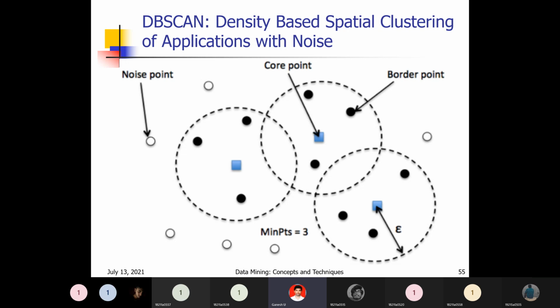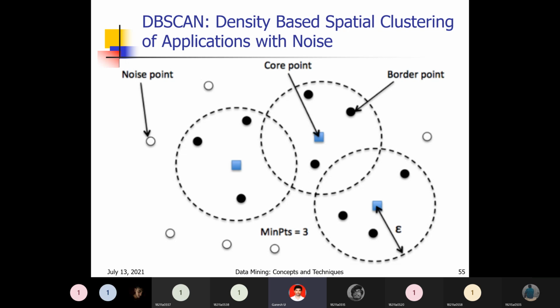In the third circle also, from the blue square, with epsilon radius we drew a circle. In that circle we get three points, three objects. It is also a cluster. So this point is also said to be a core point. With epsilon radius you are drawing a circle, and within that, minimum points is 3. That's why here points should be restricted to 3.